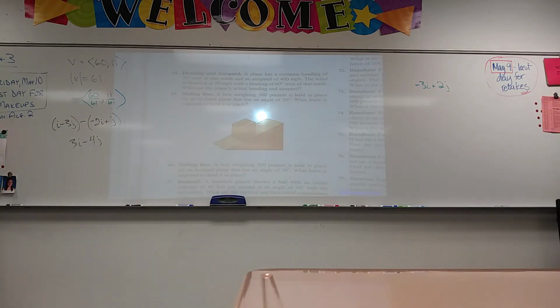Question number 64, very top of the screen. A plane has a compass heading of 30 degrees east of due north and an airspeed of 400 miles per hour. The wind is blowing at 30 miles per hour with a heading of 60 degrees west of due north. What are the plane's actual heading and airspeed? Okay. These are vectors.